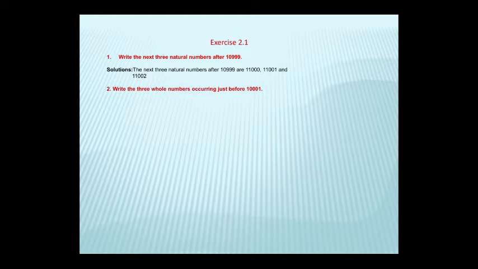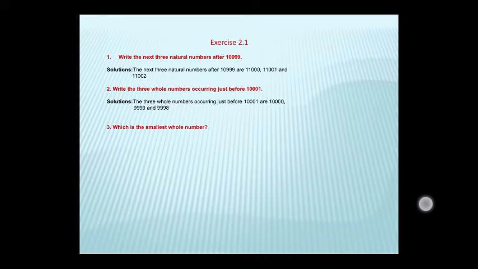Write 3 whole numbers occurring just before 10,001. Just before means you have to do subtraction. The 3 whole numbers occurring just before 10,001 are 10,000, 9,999 and 9,998. Which is the smallest whole number? 0 is the smallest whole number. Like that, which is the smallest natural number? Yes, 1 is the smallest natural number, because natural numbers start from 1.